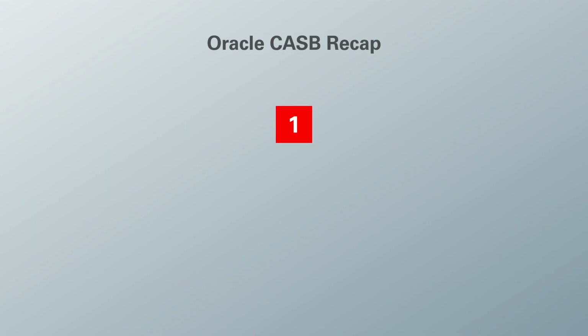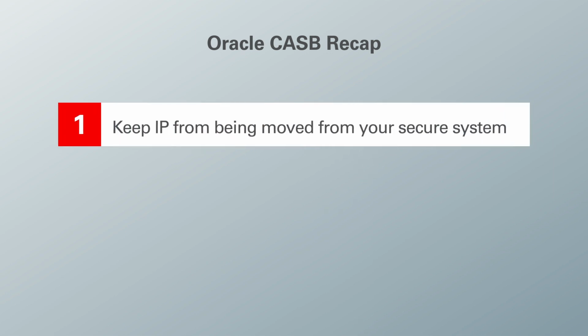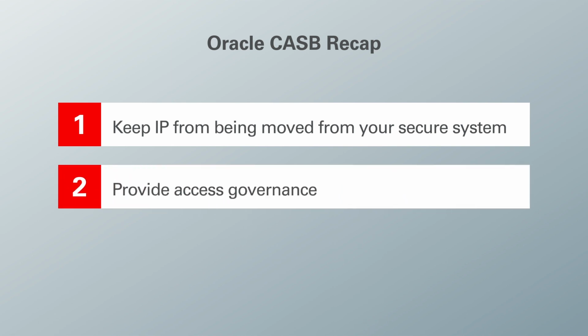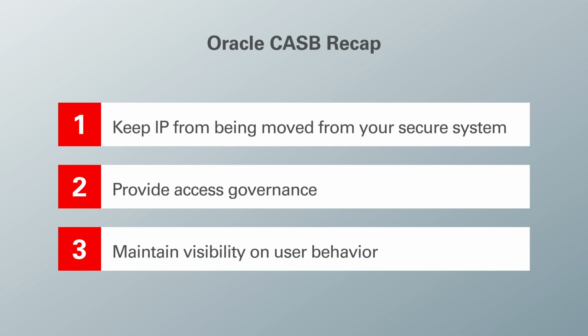Let's recap on our visual demonstrations. First, we showed you how to keep intellectual property from being moved from your secure system. Second, we showed you how to provide access governance by monitoring privileged accounts and preventing unauthorized activity. Specifically, how to block administrator changes to your security policies if the user is coming in from a risky location, and how to prevent users from handling sensitive data based on rules you can define. Finally, we showed you how to maintain visibility on user behavior by receiving alerts based on user login anomalies.